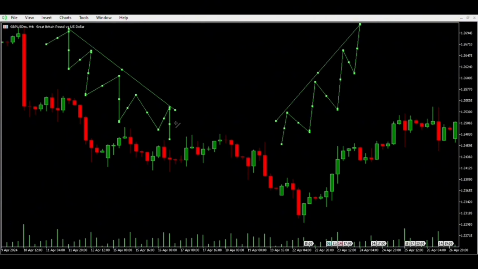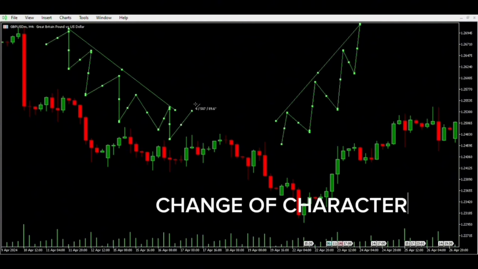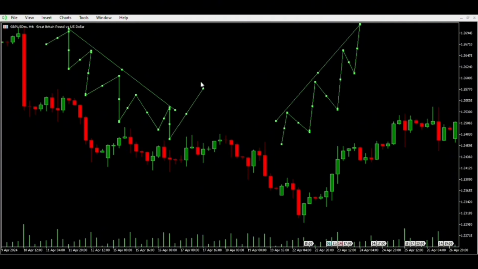Let me introduce you to something called the change of character. It's another type of market structure, and it is basically what is going on in this 4-hour GBP USD chart right now. As I have said, this chart is no longer in an uptrend, is no longer in a downtrend, nor is it consolidating, but it's in the form of this structure right here, which is called the change of character.